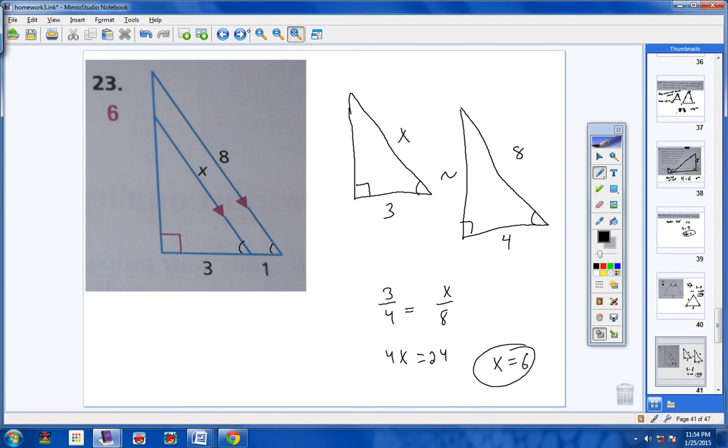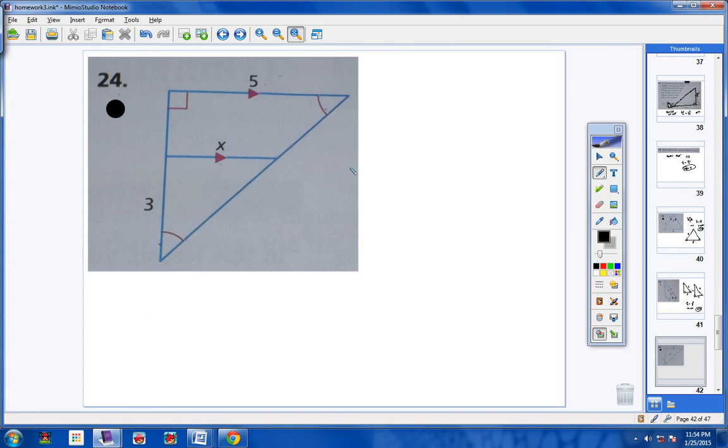Alright, number 24. Okay, here we go again, guys. I mean, pretty much the same thing. Look, parallel lines cut by a transversal. Corresponding angles are congruent. So, I know that I'm going to have a right angle here. Let's go ahead and draw my smaller triangle.